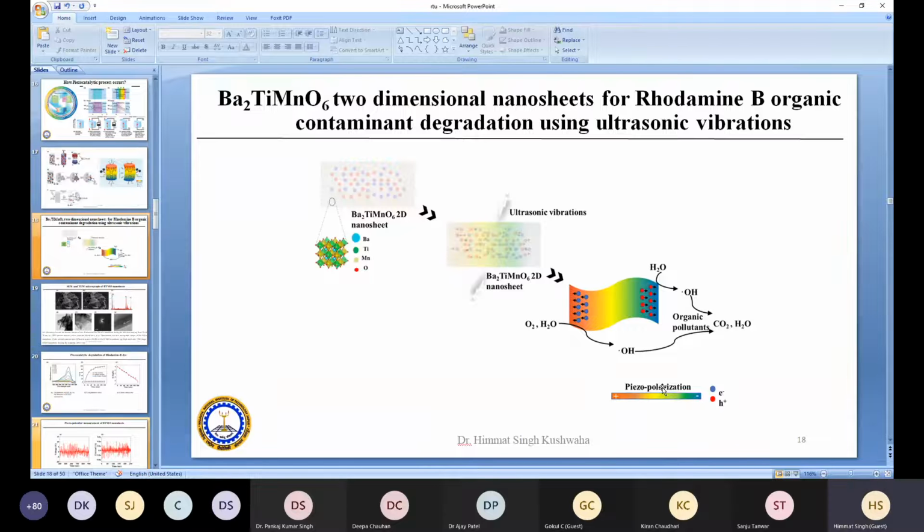So this is one example of the piezocatalysis process using barium titanium magnesium oxide, which is a ferroelectric material. We synthesized two-dimensional nanosheets of this piezoelectric material and then used them for dye degradation using ultrasonic waves. This work was published in Materials Advances in 2021.